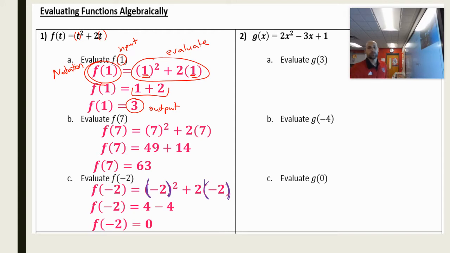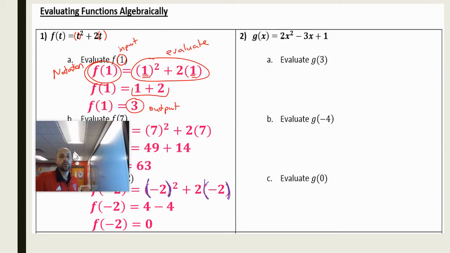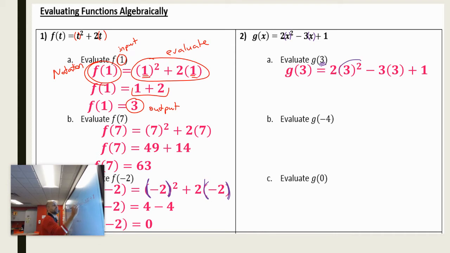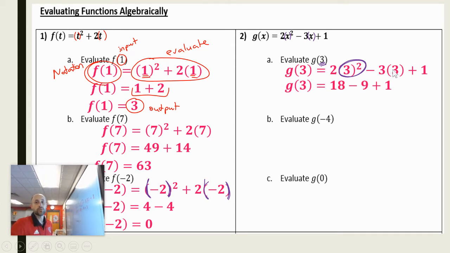Let's check out number 2. Number 2, very similar type equation. Again, you're replacing each variable. So wherever I see that variable, put a parenthesis. And then wherever I see that variable in those parentheses, for that first one, I'm plugging in 3. And then again, order of operations, make sure you are calculating the exponent first. 3 squared is 9. 9 times 2 is 18. Negative 3 times 3 is negative 9. Add and subtract those together, we get positive 10.